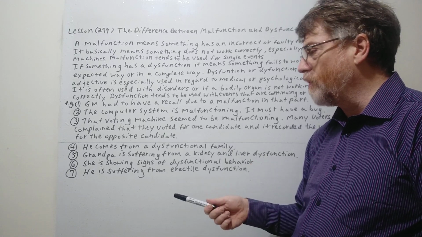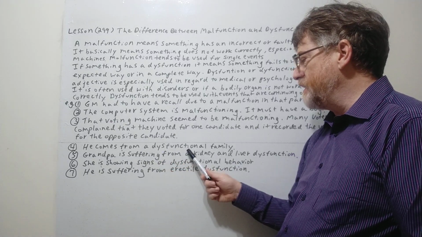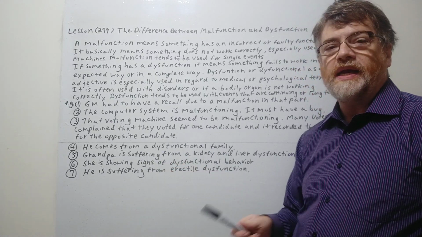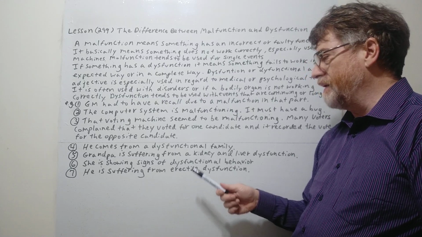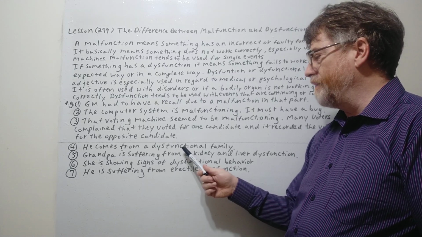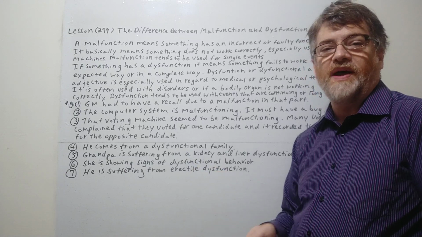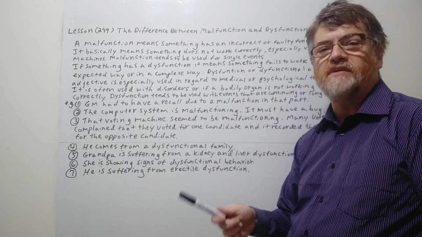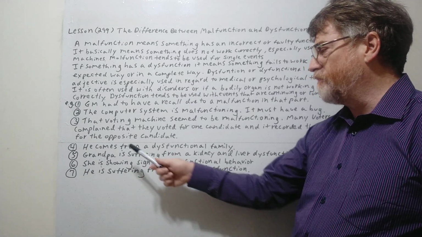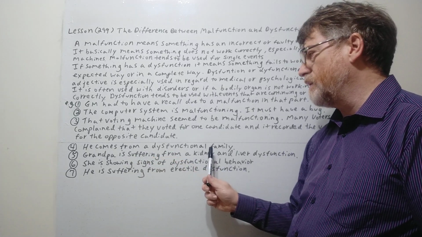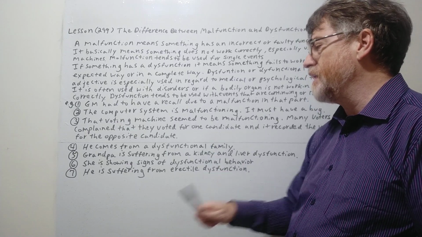All right, let's look at number 4. He comes from a dysfunctional family. Again, now we're getting into psychological terms or something to do with medicine. A dysfunctional family is a family that's not working properly, especially in regard to behavior.